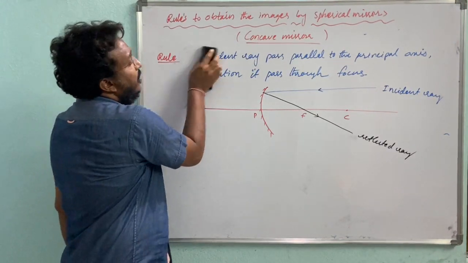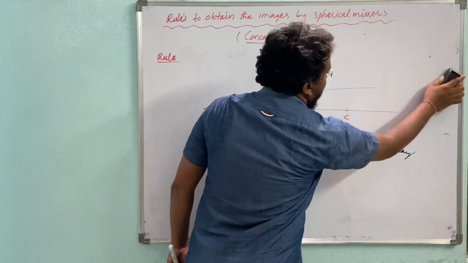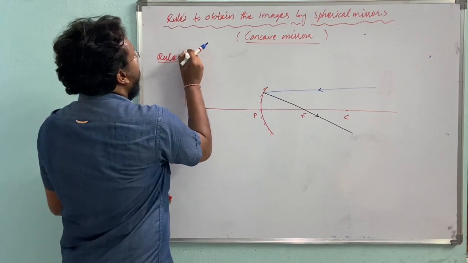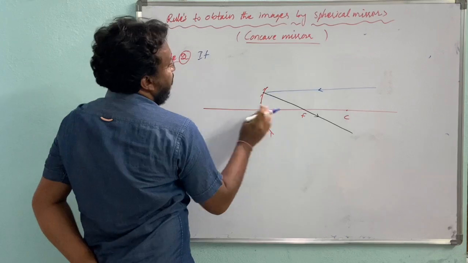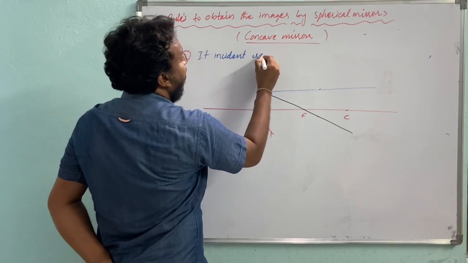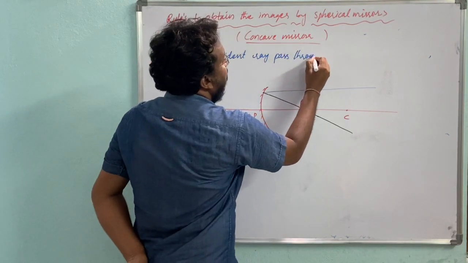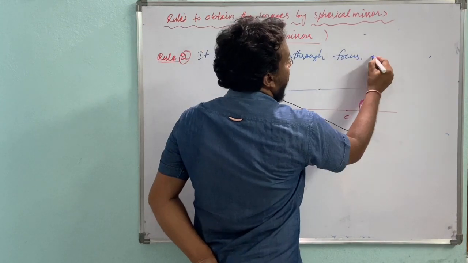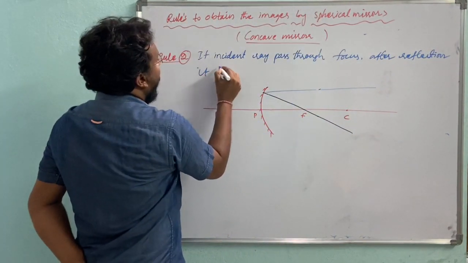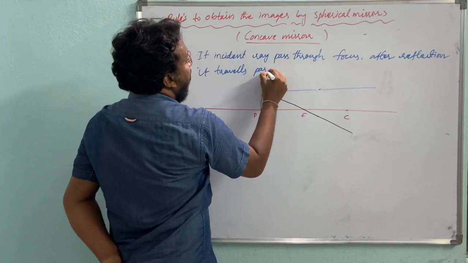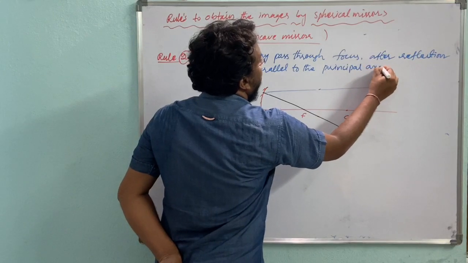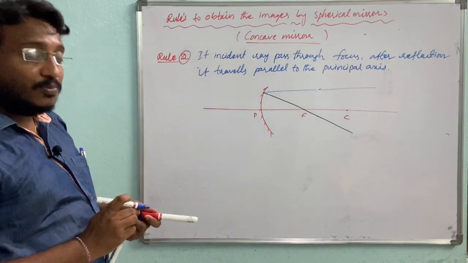Second rule. Rule number 2. In rule number 2, if incident ray passes through focus, after reflection it travels parallel to the principal axis. Get it? Right? Quite opposite to previous rule.